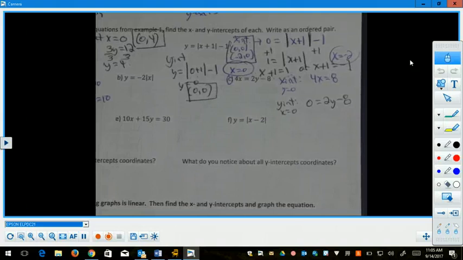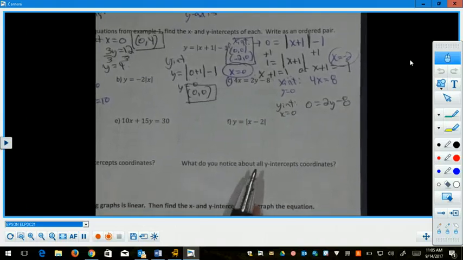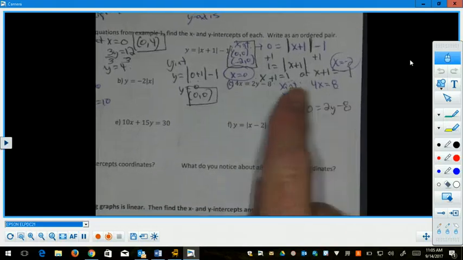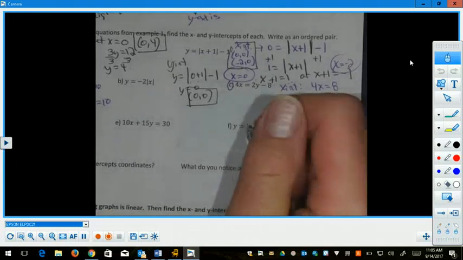If there wasn't another x-intercept, so if it wasn't an absolute value equation and one of them was (0, 0), then the other one would also be (0, 0). Yeah. All right, we're going to change the function a little bit.